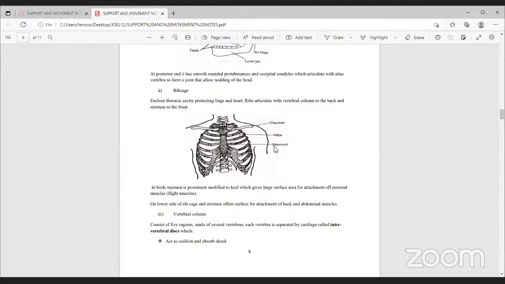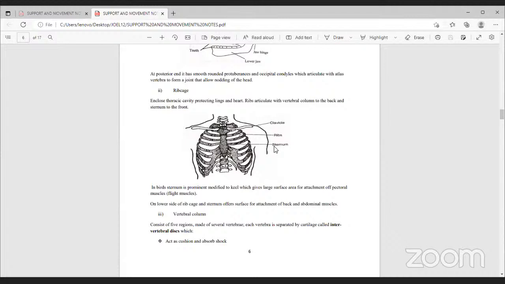Usually the ribs articulate with the vertebral column to the back. You can see that the ribs are running to the back end, and also to the front end. So to the back, the ribs are going to articulate with the vertebral column. Basically, the bone of the vertebral column where the ribs articulate to the back is what we call the thoracic vertebrae. We are going to look at that.